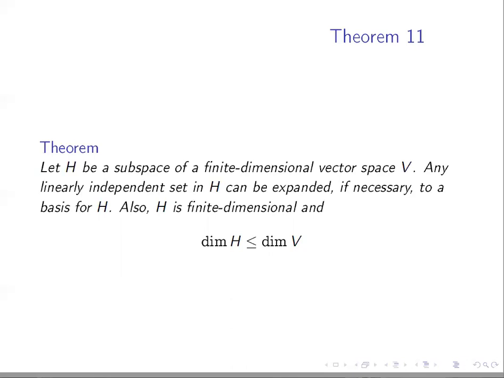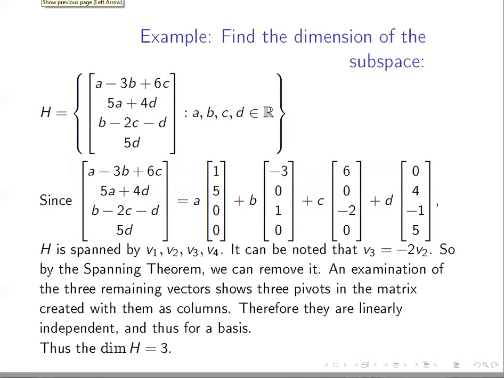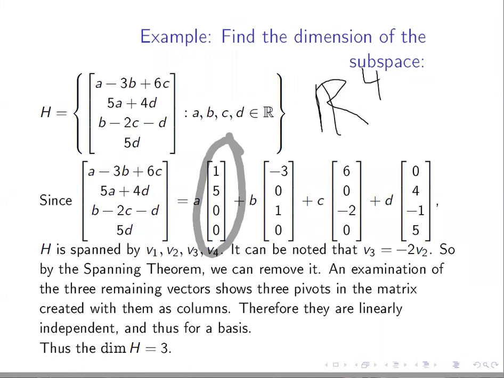So let's think about this for a second. I'm going to go back to the previous example. Notice that each of these vectors is part of R4. Well, the dimension of R4 is 4. That's why it's called four-dimensional space. So I knew that the dimension of this subspace had to be less than or equal to 4, and we just showed that 3 is less than or equal to 4. So we're completely good in this case.